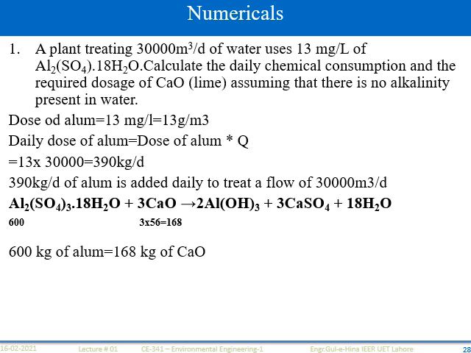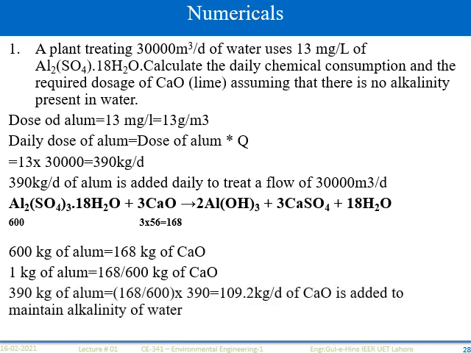The second part of the question is to calculate how much lime dosage is required to maintain the alkalinity of the water. For that purpose you will write the equation, that is aluminium sulfate plus calcium oxide. Okay, so here you have to find out the molecular weights. You will see that 600 kg of alum requires 196 kg of calcium hydroxide. So 1 gram of alum will require this much calcium hydroxide. For 390, we need 109.2 kg per day of calcium hydroxide to be added in the water to maintain the alkalinity of the water.